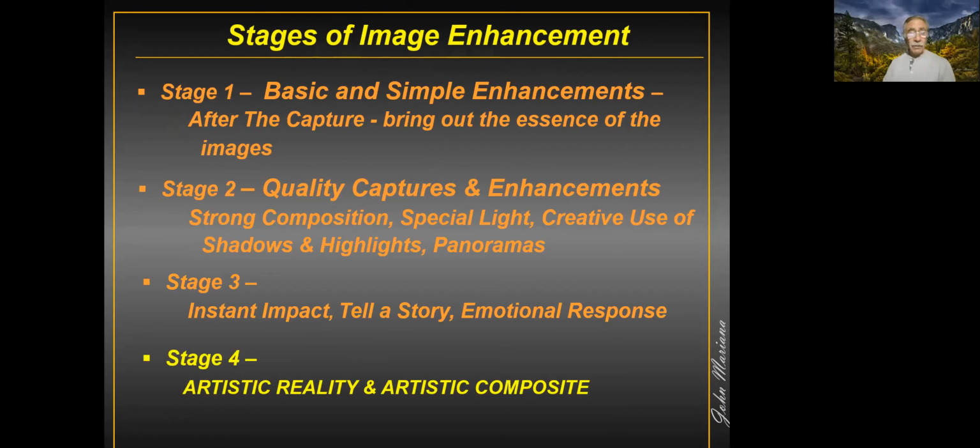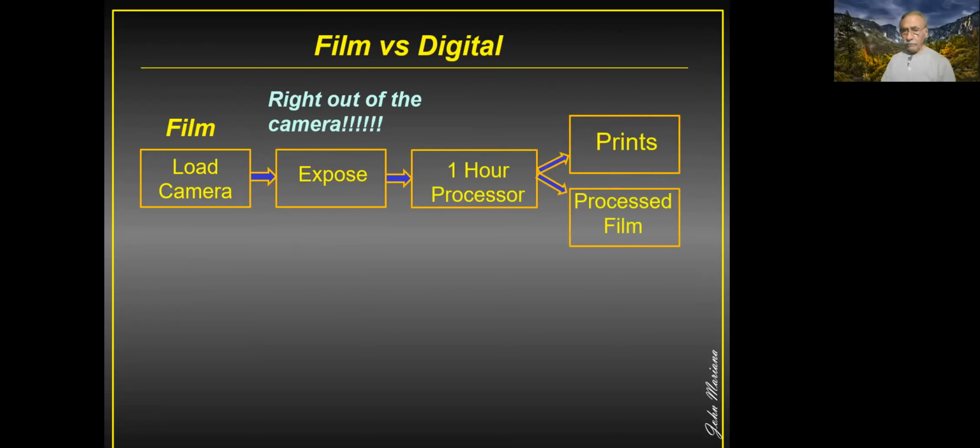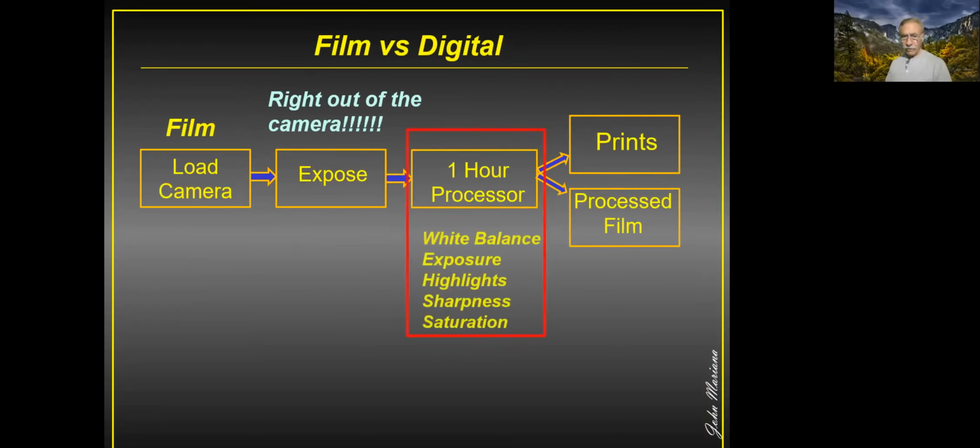But I'll start with, so many times I hear, well, when we shot film, it was right out of the camera. And no, it wasn't. We would load the camera with film, do exposures, send it to a processor, and we would get prints and process film. However, the processor corrected white balance. They adjusted exposure, highlights, sharpness, saturation, because they wanted you to come back and they wanted you to be satisfied with the prints that you received. So there was a lot of work done for you by the processor.